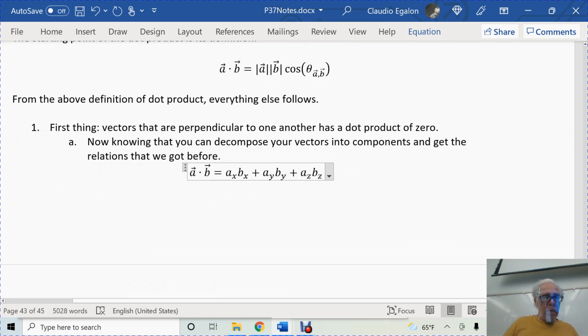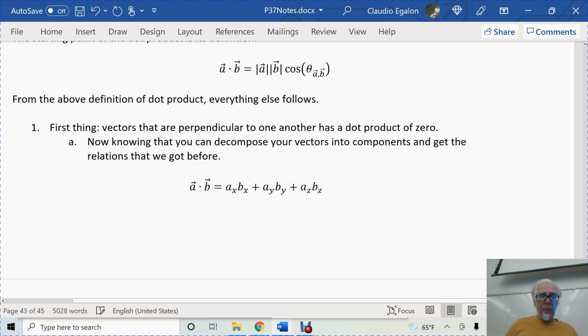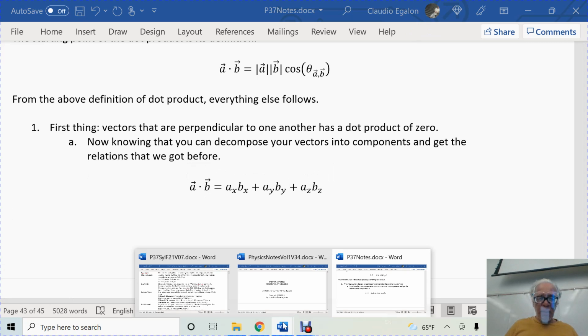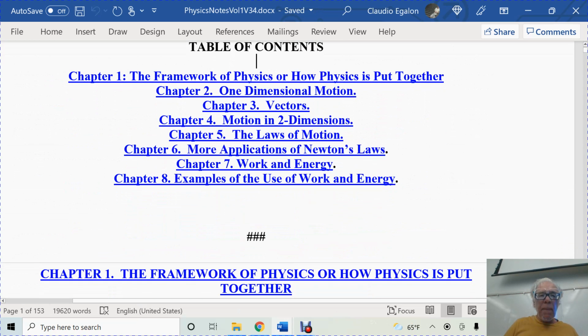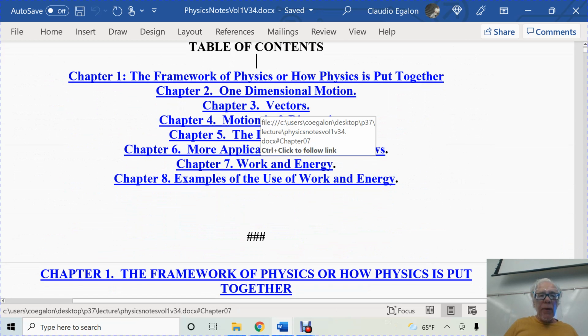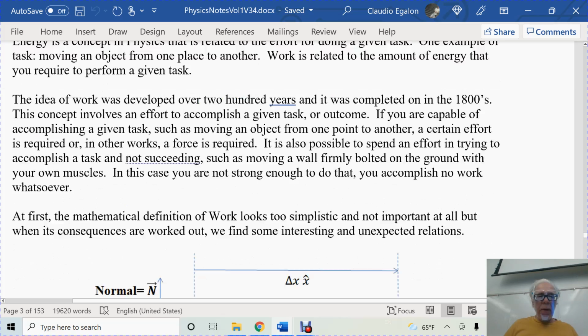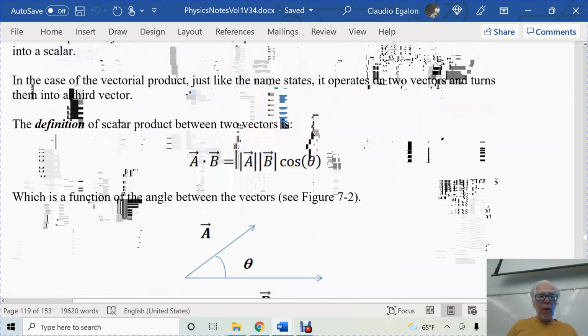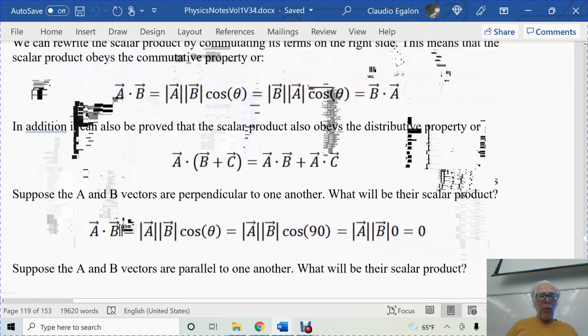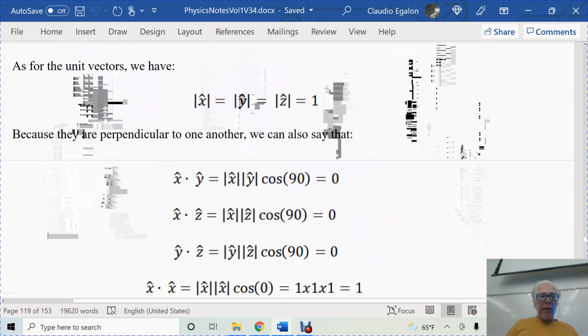Here you go. Keep that in mind. That's work and energy right here. So that's the definition of work, which can be written down in terms of the dot product.